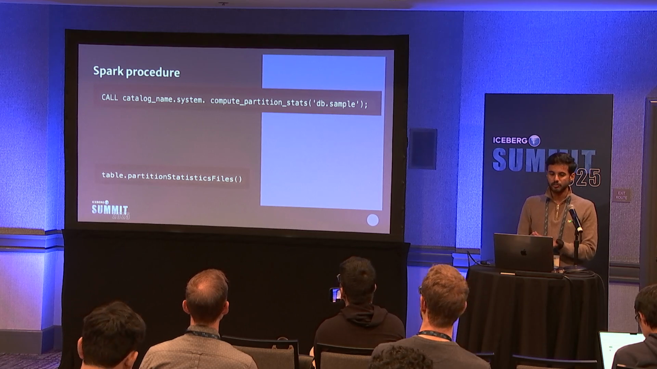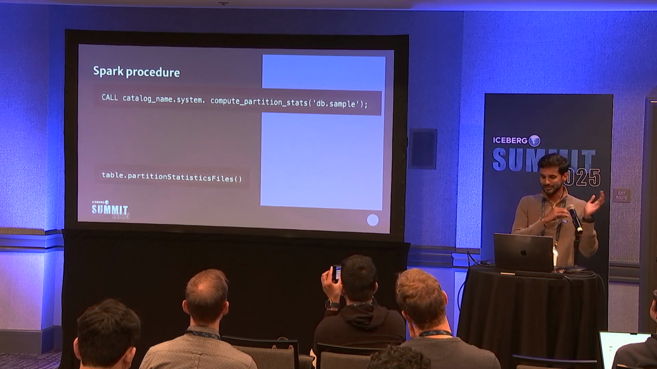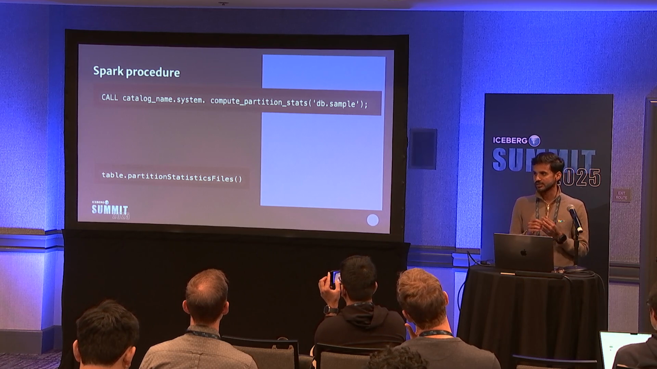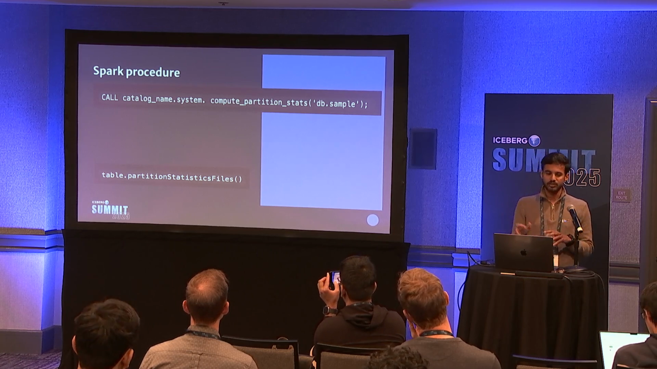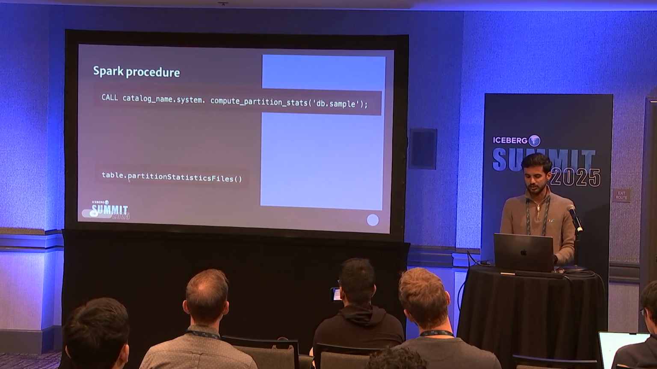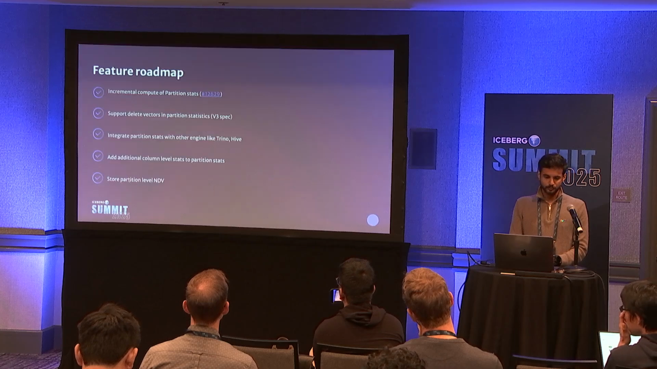Also, lastly, we have a Spark procedure, for the people who don't want to use the APIs I mentioned previously. They want an easy way to compute the stats as easily as possible. So you can just call this and pass it, and you can fetch the statistics using table.partitionStatsFile. So, feature roadmap.